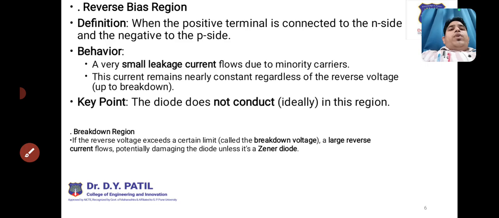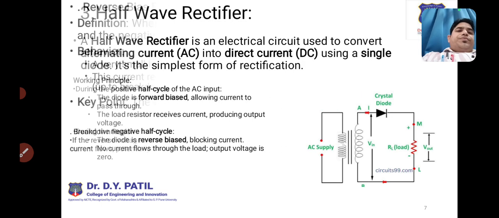The second, what is the reverse bias? Reverse biasing means the supplying source: when the positive terminal is connected to the n side and the negative terminal is connected to the p side, as we already learned, we call it the reverse bias region. And in reverse bias, the diode works in the reverse bias.